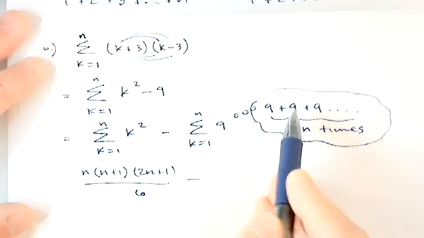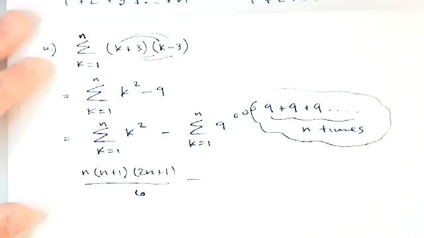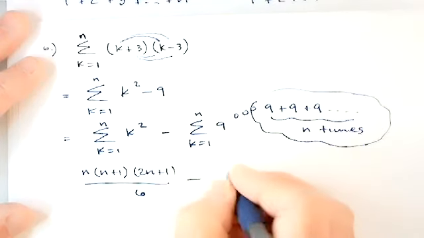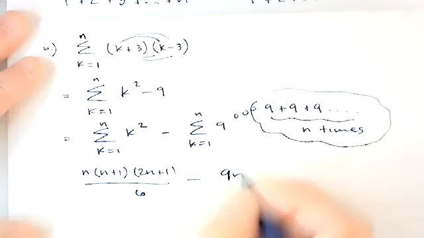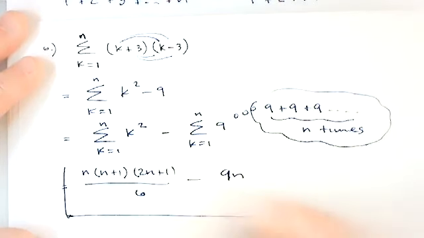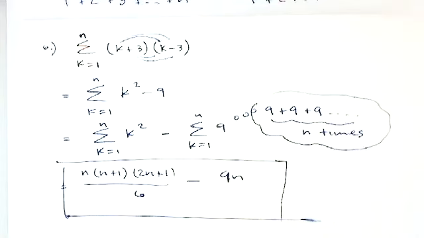So what would 9 plus 9 plus 9 n times be? It's just going to be 9n. And I wouldn't try to do anything with this. Just leave it like that and type it in.